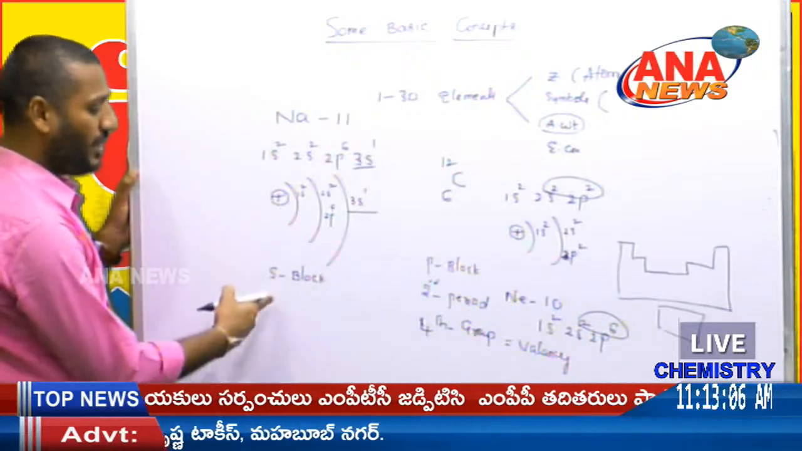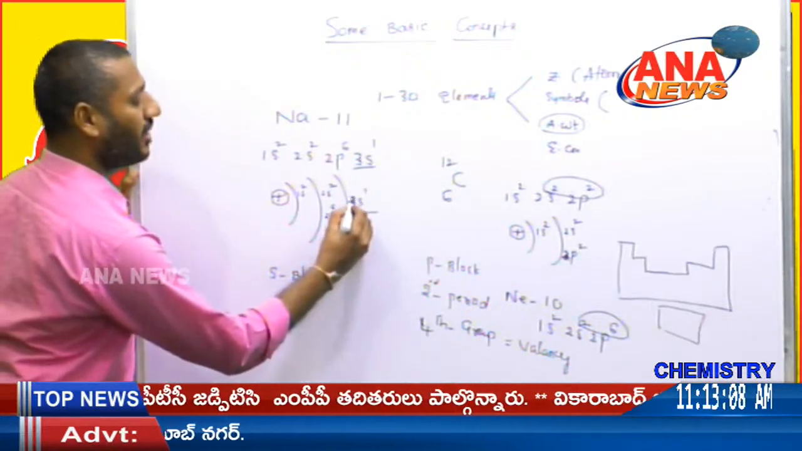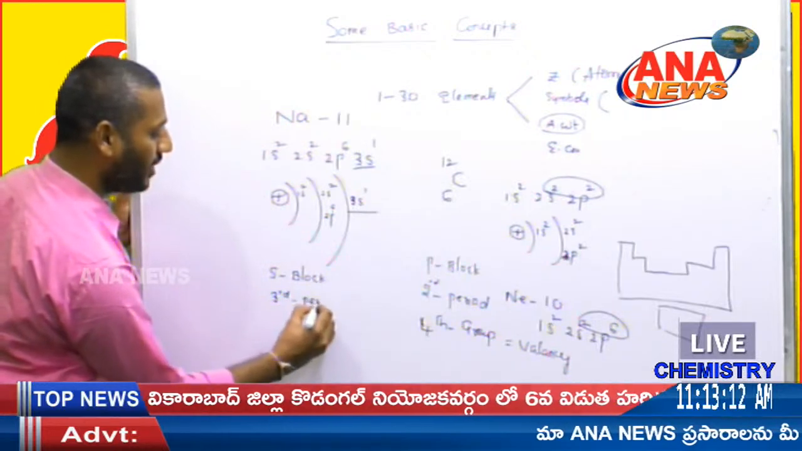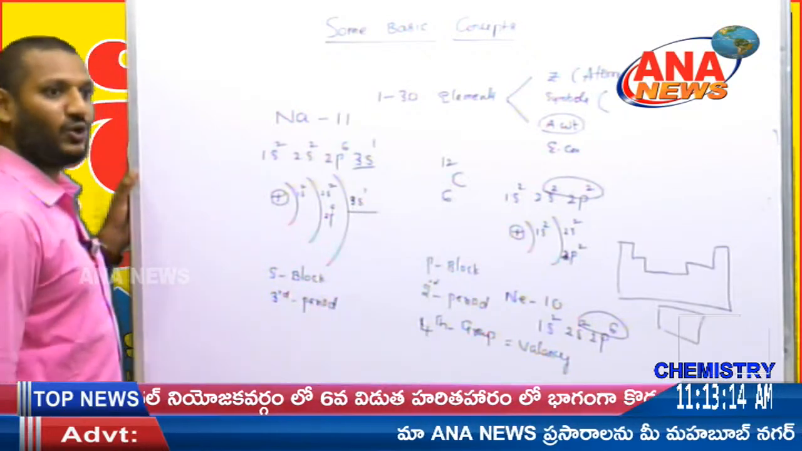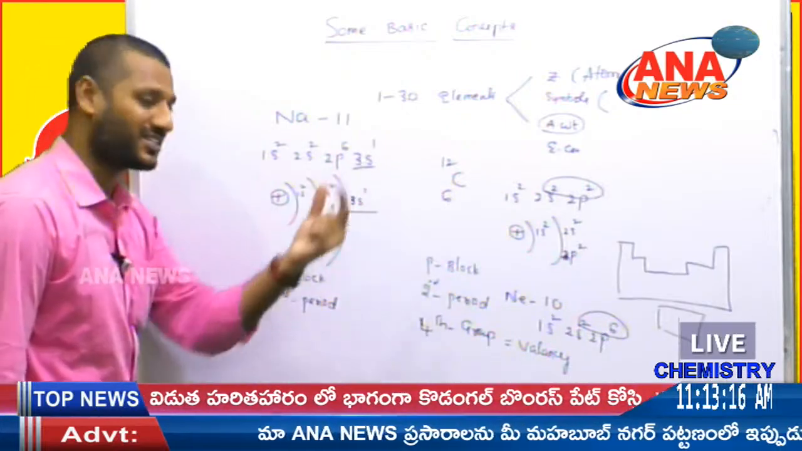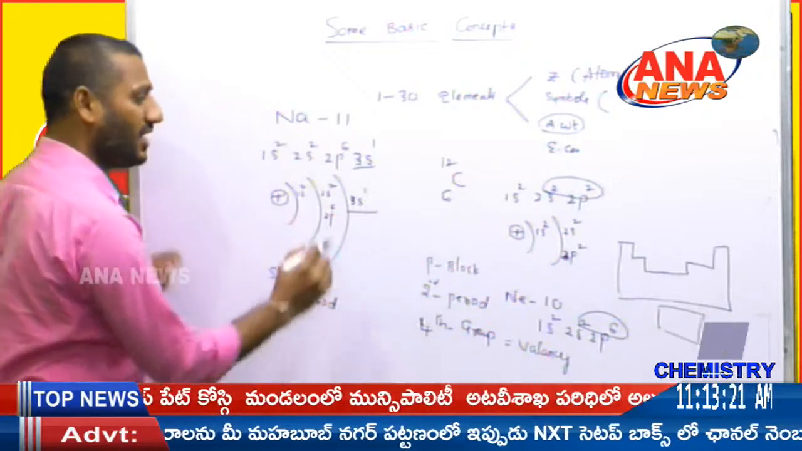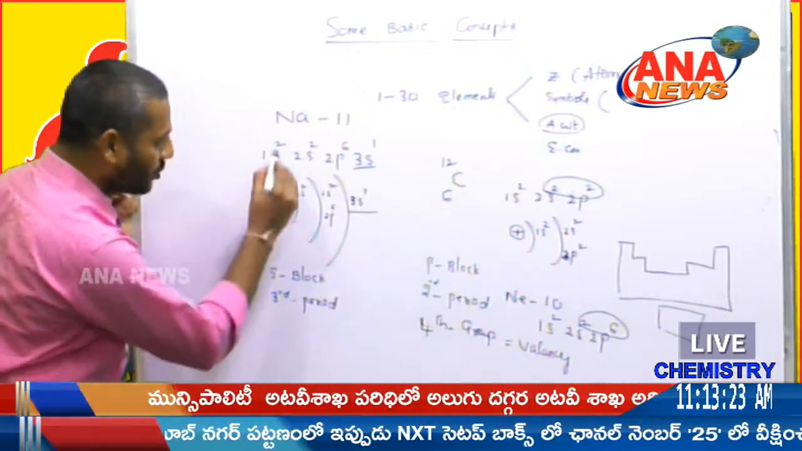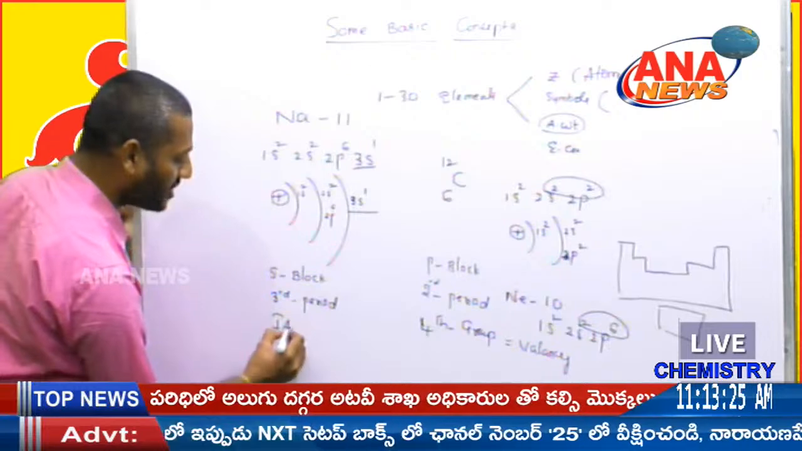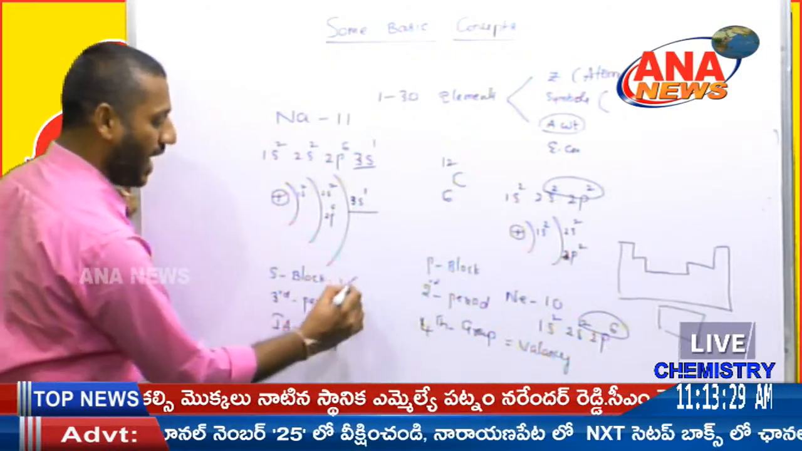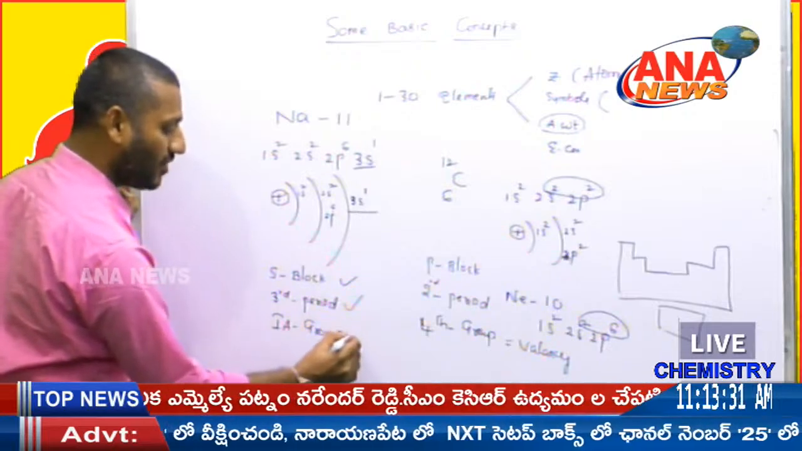Next, what is the period number? The outermost configuration is in the third shell, so this is the third period. Next, what is the group number? The group number is nothing but the summation of the powers. In the valence shell, only one power is there, that is 1. So that's why sodium is in the first A group. This is an s block element, in the third period and the first group.